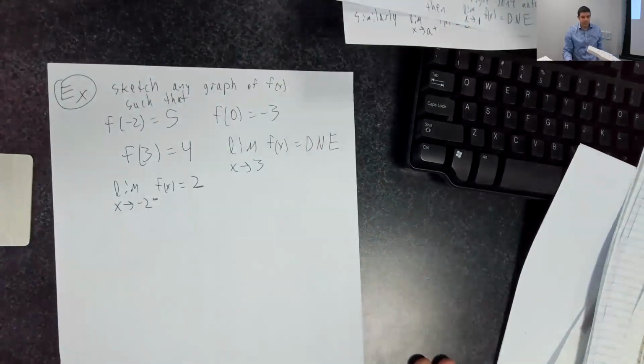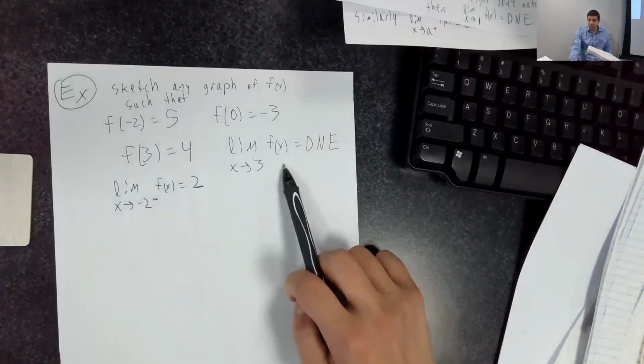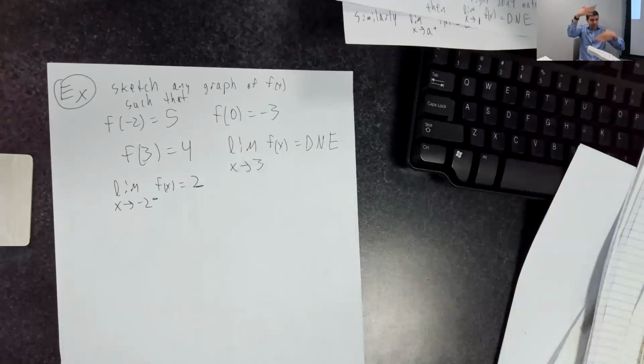Right, there's no one answer. There could be a million different answers. You could all come up with a different answer and all be correct. Just go backwards of what we just did. Now you have limits, so try to graph something that has those limits. Limit being DNE means left and right, something's not matching.